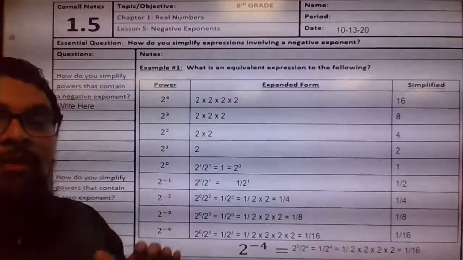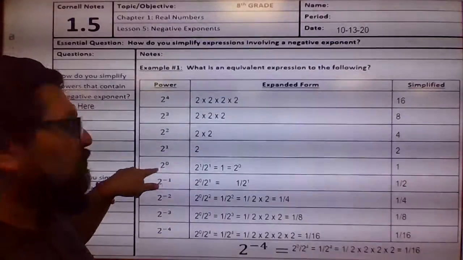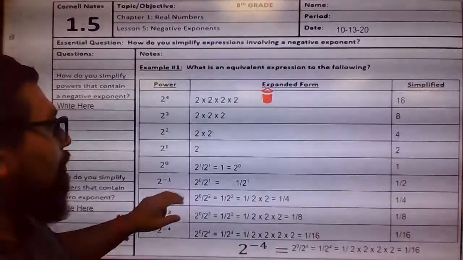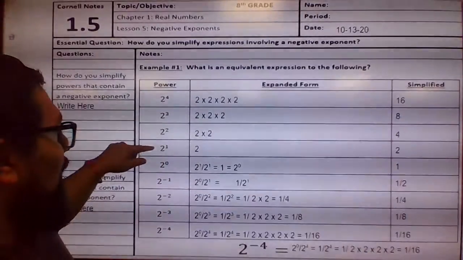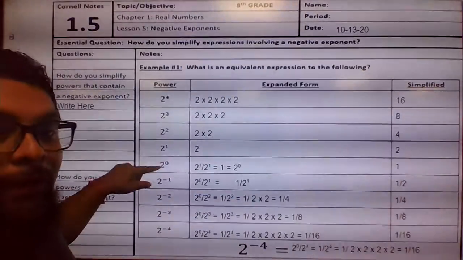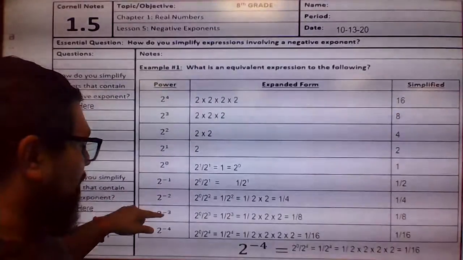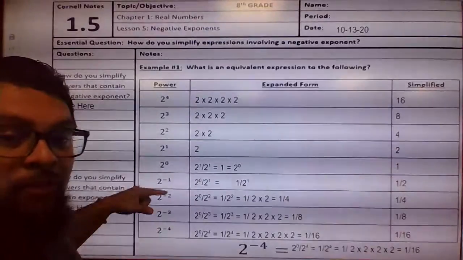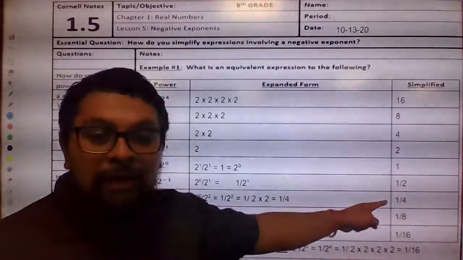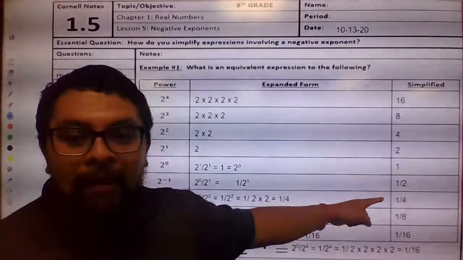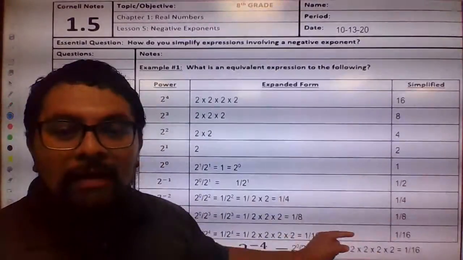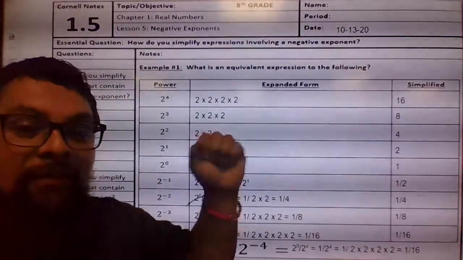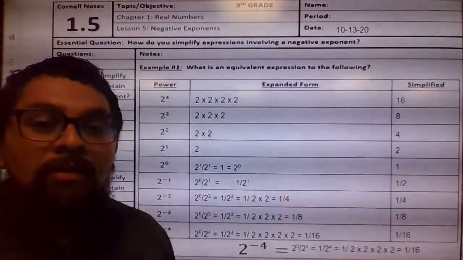Now, one thing you want to notice: once it gets to 2 to the 0, 2 to the 0 is 1. What I want you to notice is that once the exponents go below 0, like -1, -2, the exponents are getting smaller, but also the numbers are getting smaller. Do you see that? 1/2, 1/4, 1/8, 1/16. It's getting very, very close to 0. If you keep going, it's going to keep getting very close to 0. I want you to see and understand that.